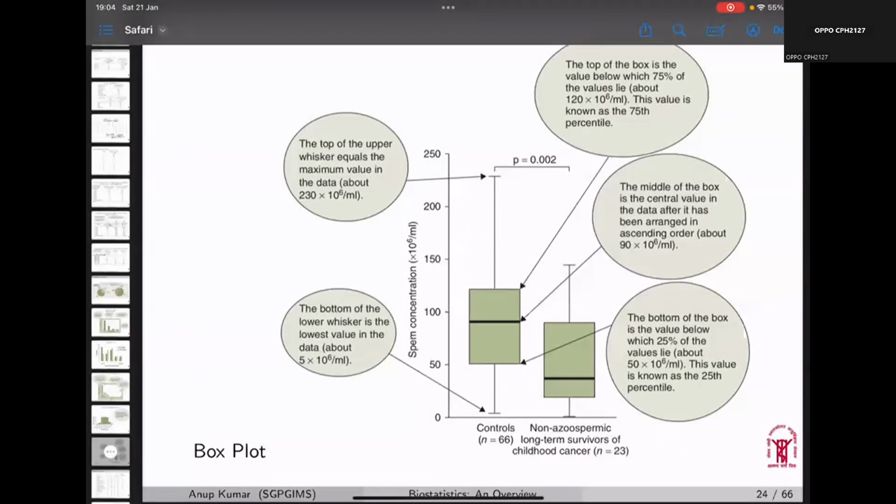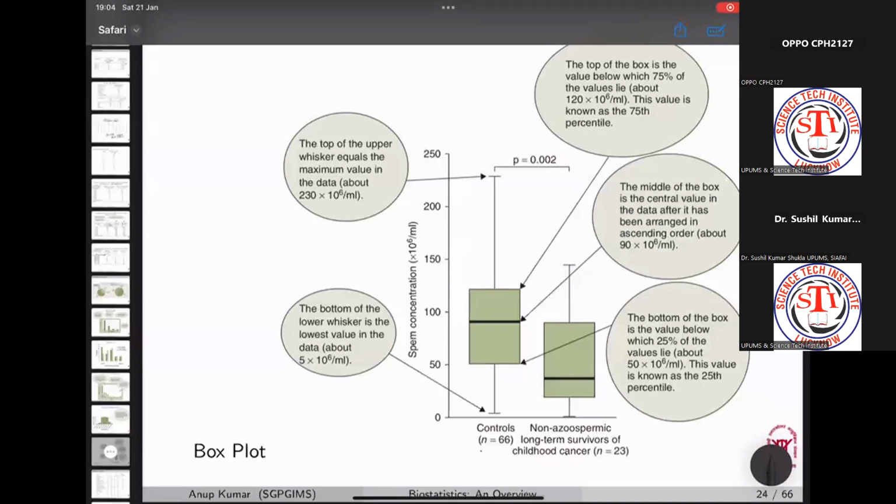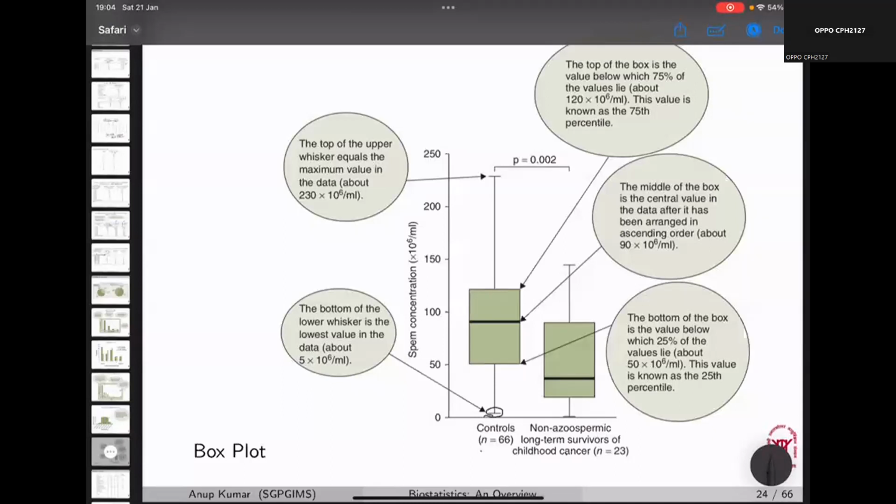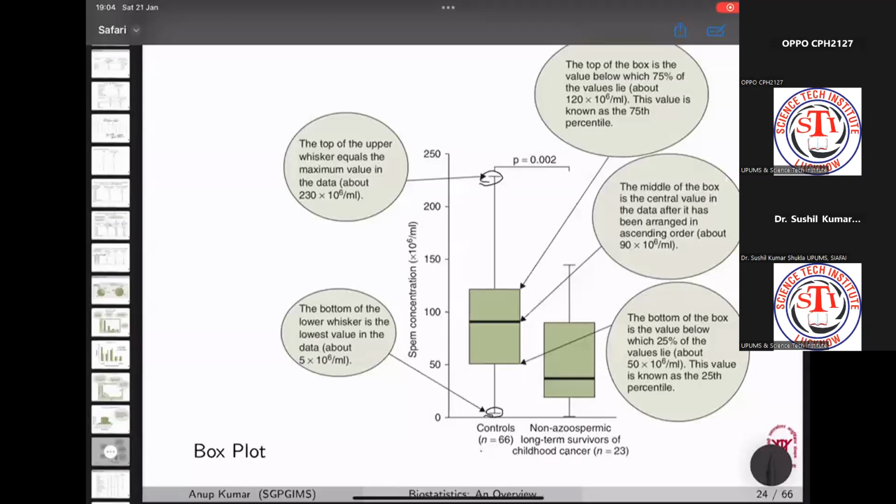Why? Because this illustrates a lot, because the role of the table and the graph is to describe data, because we are just discussing descriptive statistics. So you can see that this box plot is describing a lot about this data. Okay, here you can see on the x-axis there are two groups. One is the control and one is the non-angiospermic long-term survivors of childhood cancer. Frequency is written over here, and this last column is the lowest value, and this top column is the highest value. So this is the box, and this line is termed the whisker.